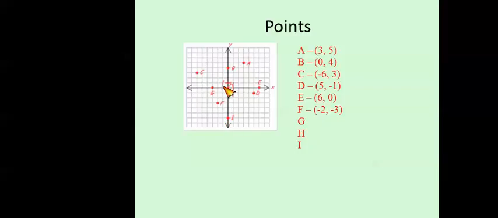G, over here on the x-axis again, G, -3, 0. This is a mistake. It's -3, 0. Please note that it's a mistake. H, on the origin, 0, 0. I is down here. 0 in the x direction, down 6 is -6.